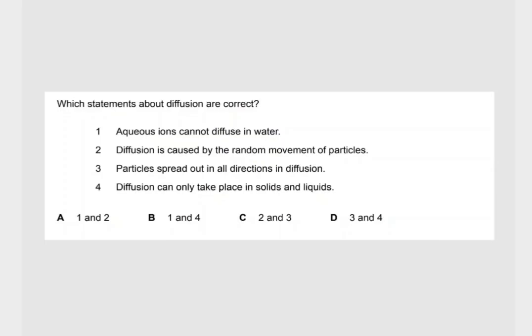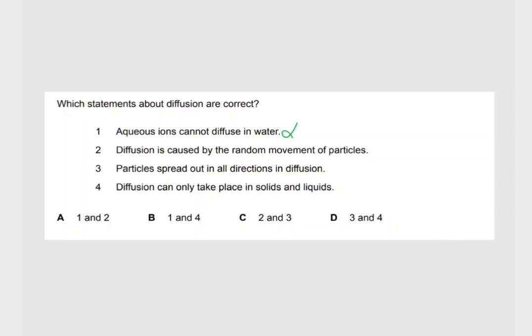In this video, we are going to discuss a few questions on diffusion. Let's look at the first question. Which statements about diffusion are correct? Aqueous ions cannot diffuse in water. That is wrong. Aqueous ions can diffuse in water.